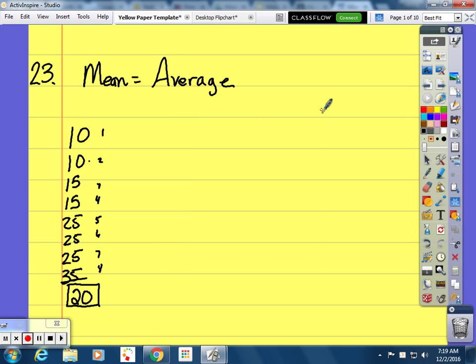Now this month, there's a 10, a 15, a 25. There are 3 30s. And there are 2 40s. So obviously it went up.